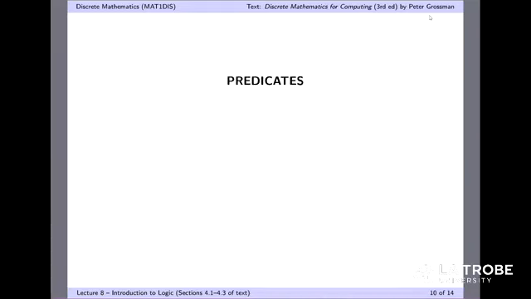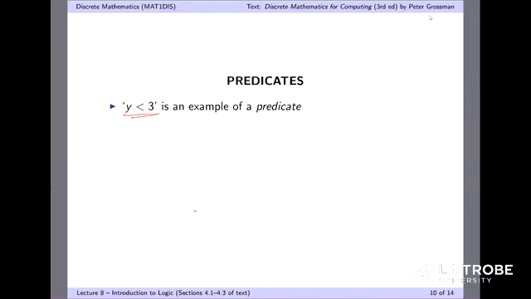Okay, predicates. Why? This is an example of a predicate. It gives you a list of numbers. Okay. Why less than 3? It contains all those numbers which are smaller than 3.